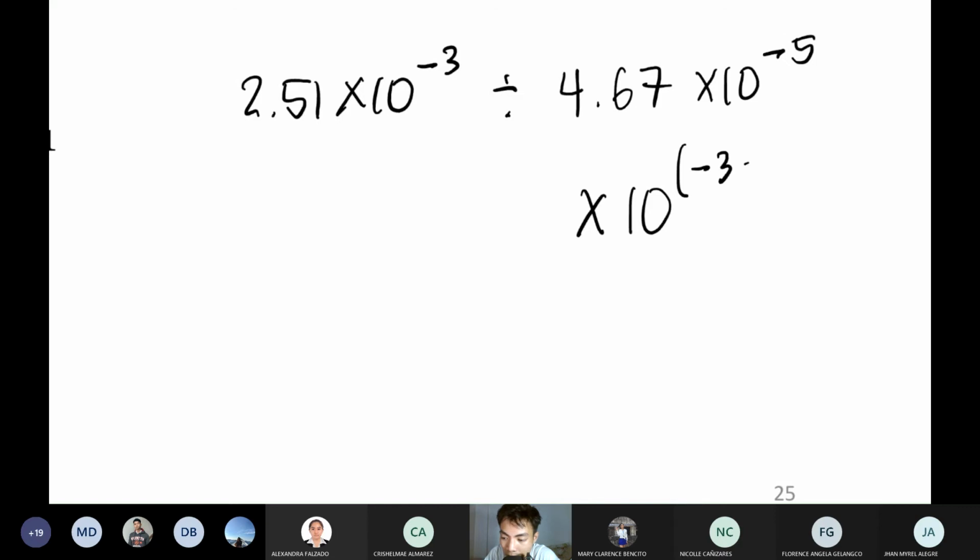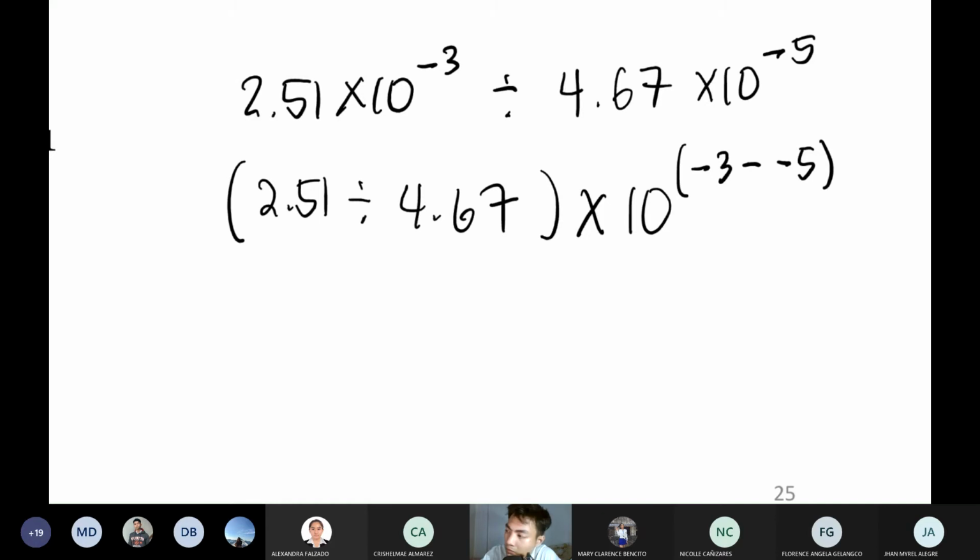So, that is negative 3 minus negative 5. And then for your coefficients, that's 2.51 divided by 4.67. Calculate na natin yan. Ang daming numbers. Okay, so bawasan ko na lang. 0.5375. Okay na yan. Pwede na yan.